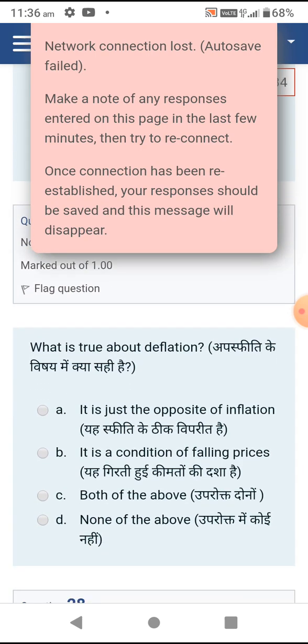Which is true about deflation? It is just the opposite of inflation. It is a condition of falling prices. Both of the above, none of the above.